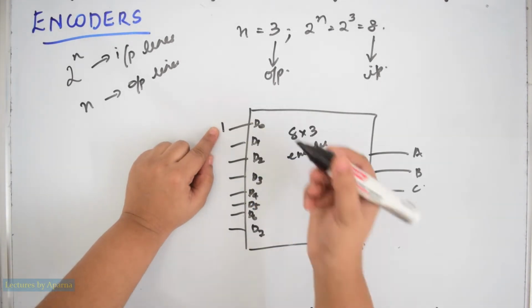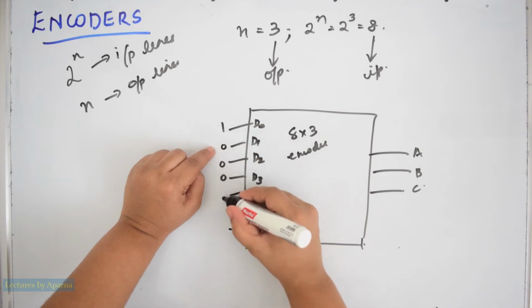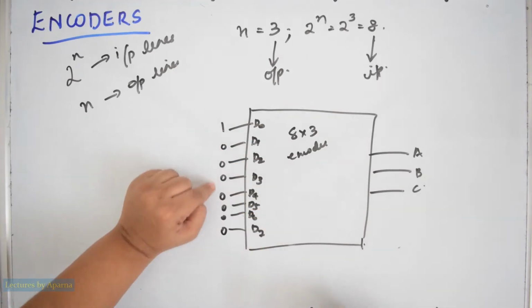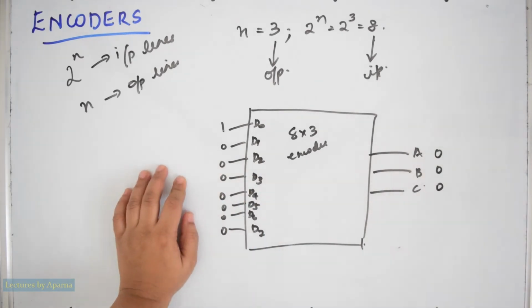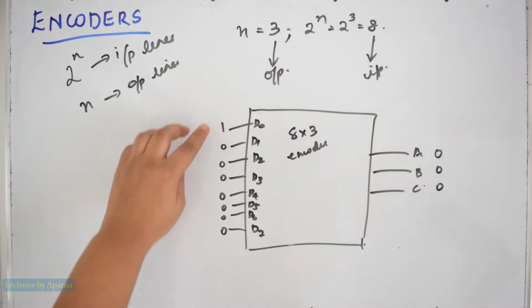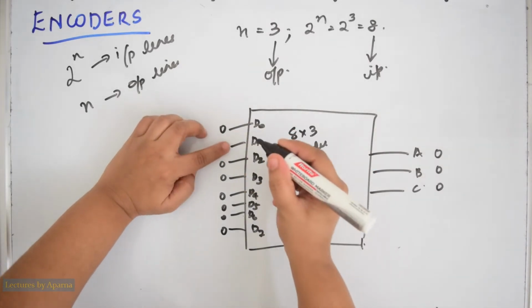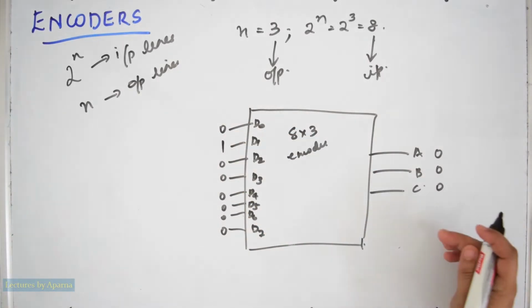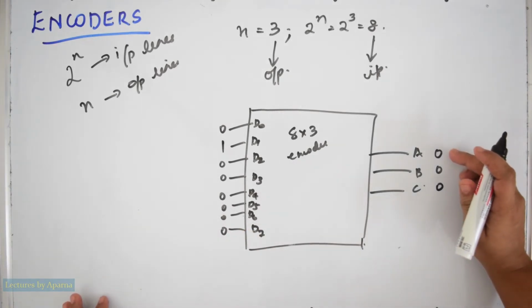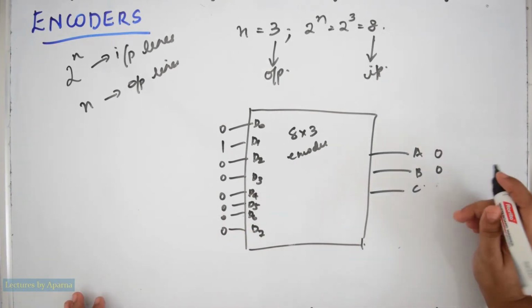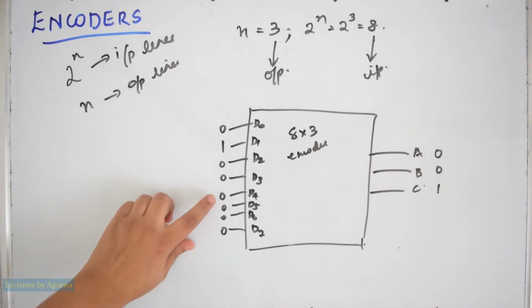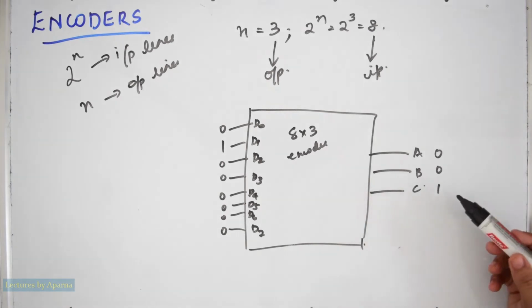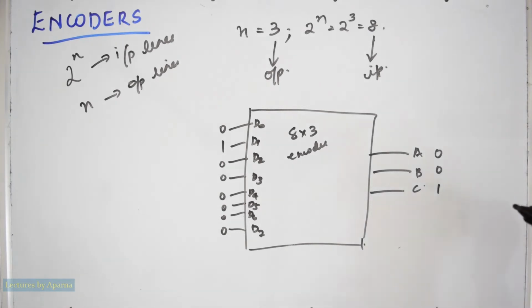So suppose D0 is high, all the other inputs will be 0. In that case, at the output we will get the data 0, 0, 0. Now when D0 is 0 and D1 is 1, at the output we will get another code, that is 0, 0, 1. Likewise, for each value that comes at D2, D3, D4 etc., we get a corresponding code at the output, and this is what an encoder does.